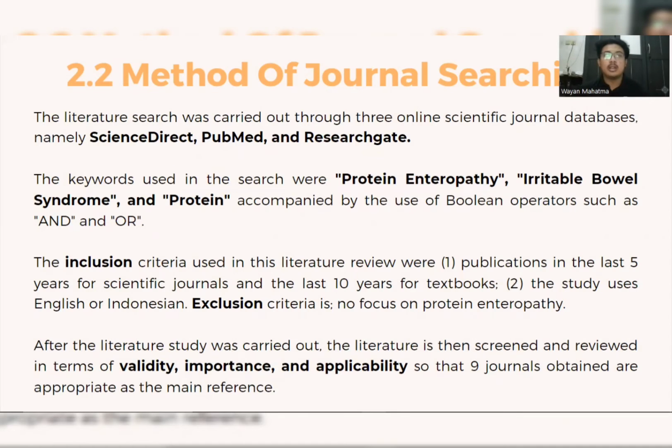The inclusion criteria used in this literature review were: first, publication in the last 5 years for scientific journals and the last 10 years for textbooks. Second, the study uses English or Indonesian. The exclusion criterion is no focus on protein enteropathy. After the literature study was carried out, the literature was then screened and reviewed in terms of validity, importance, and applicability, so that 9 journals were obtained as the main references. That's from me. Now my friend will continue the presentation.